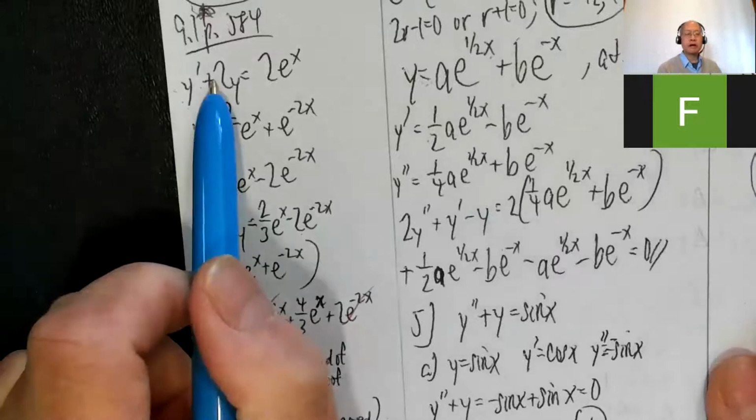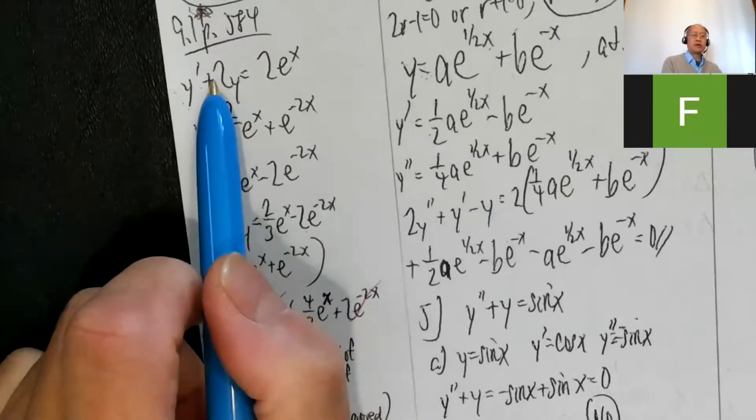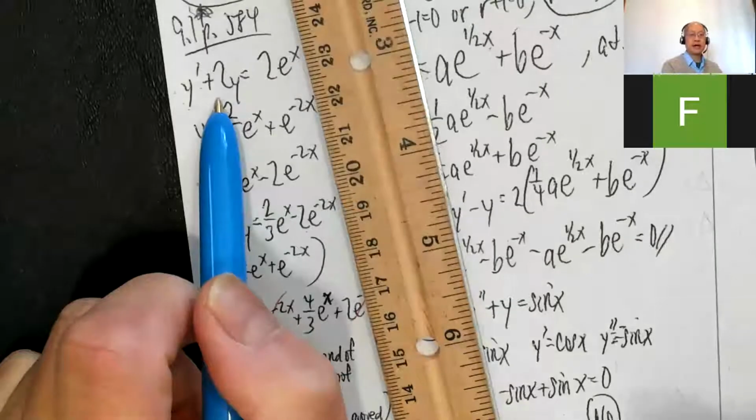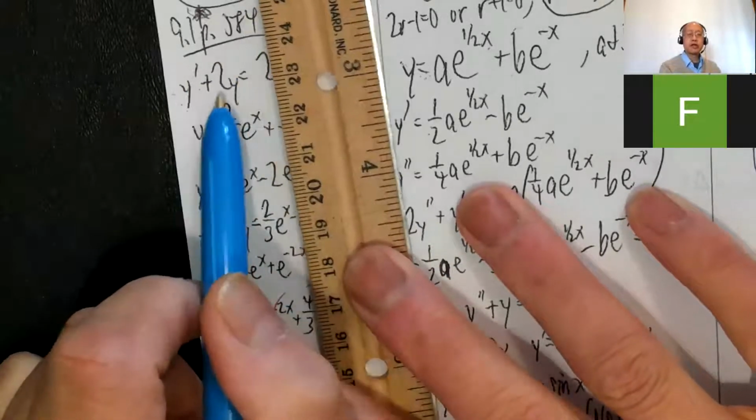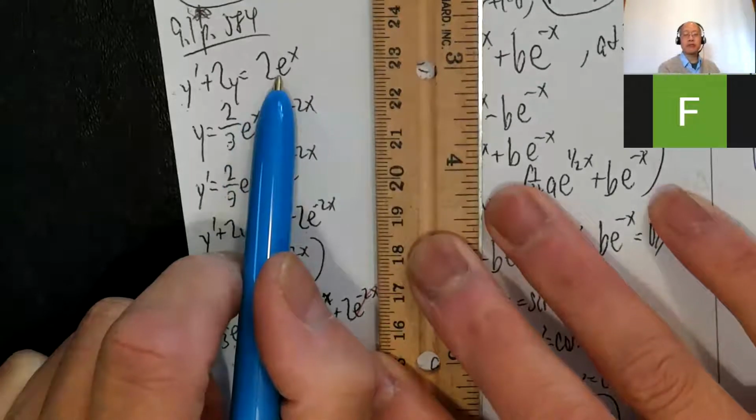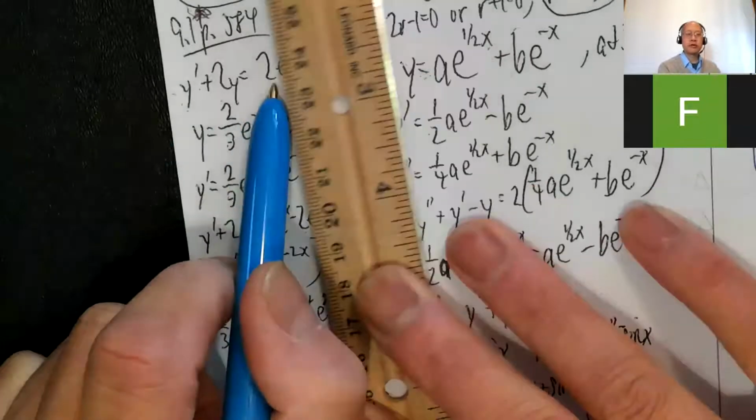And now I just do y prime plus 2y. By the way, when you're doing this, I don't put equals 2e to the x. Independently, I just work this out. So you should not write equals 2e to the x. That's what I'm trying to prove. I'm trying to prove that it is equal to 2e to the x.